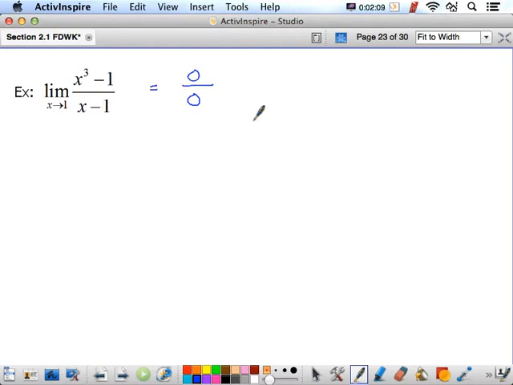So take a look at x cubed minus 1. Can you factor that? I can. You can SOPS it. So you can take the cube root of the first, the cube root of the second, and then you can square the first, opposite product, plus 1x, square the last. So if we factor the top, you guys good with that? Okay. So if we factor the top, notice that these guys cancel.